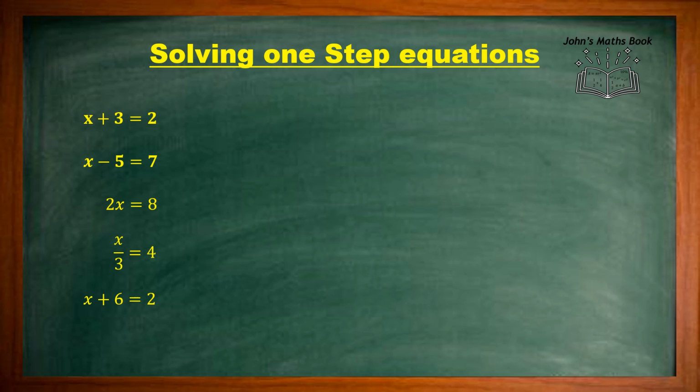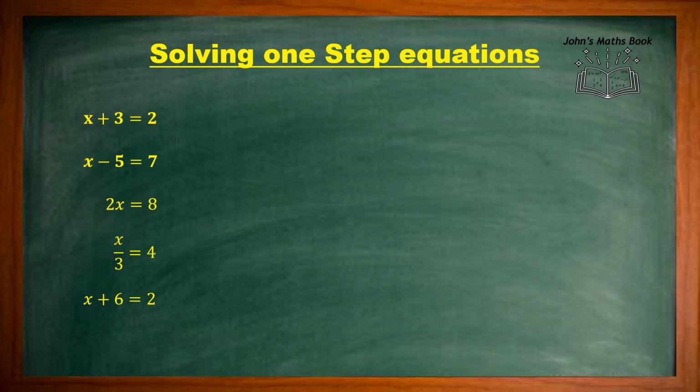To do this, we need to look at the operation that is being performed on the variable and do exactly the opposite. To help us understand this, if the operation is addition, we need to perform a subtraction, as subtraction is opposite to addition. If the operation is a division, then we need to do a multiplication, as multiplication is opposite to division, and so on. Let's take a look at some examples to see this in action.